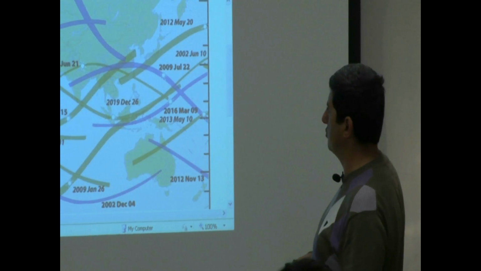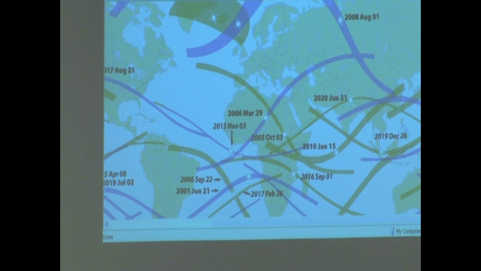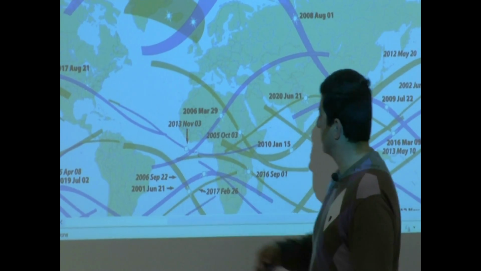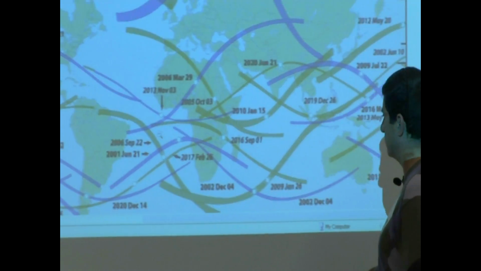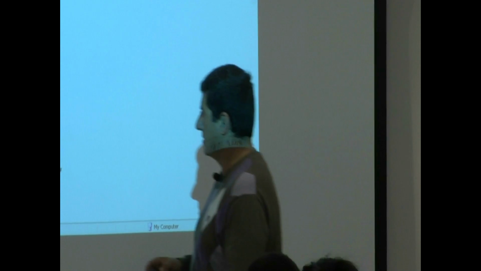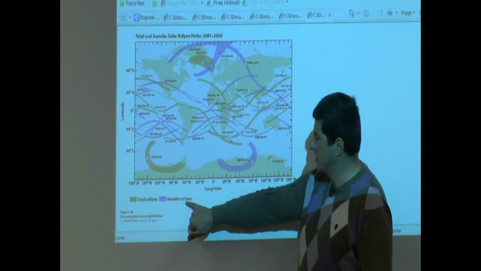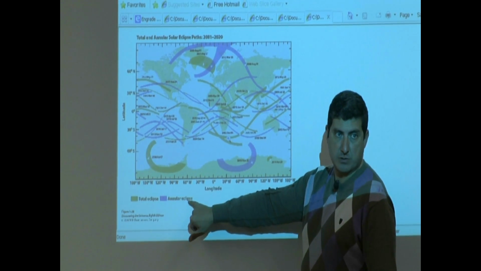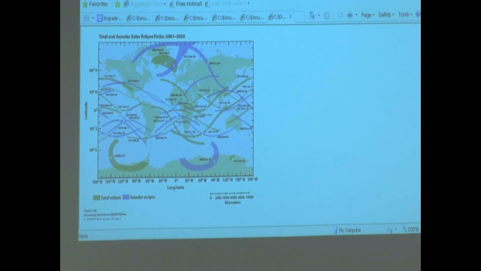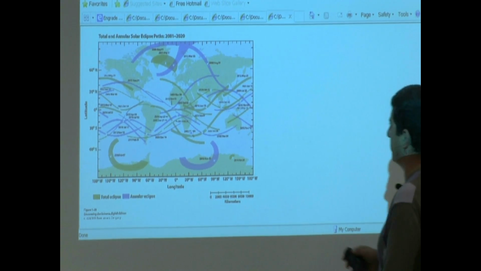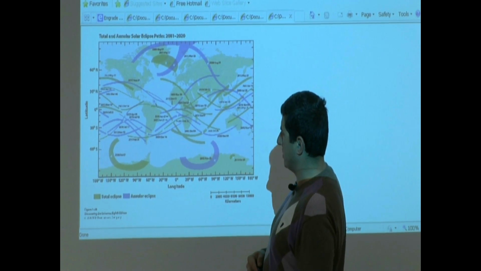Oh, this one shows you, again, some dates like this. March 29, 2006, November 3, 2013. Sometimes they're a little wider, sometimes they're not as wide. The orange ones are total solar eclipses. The blue ones are annular eclipses. Don't confuse it with annual. It's not every year. It's not annual. It's annular. I'll tell you what an annular eclipse is in a second. It's these blue ones. And the orange ones are the total solar eclipses.